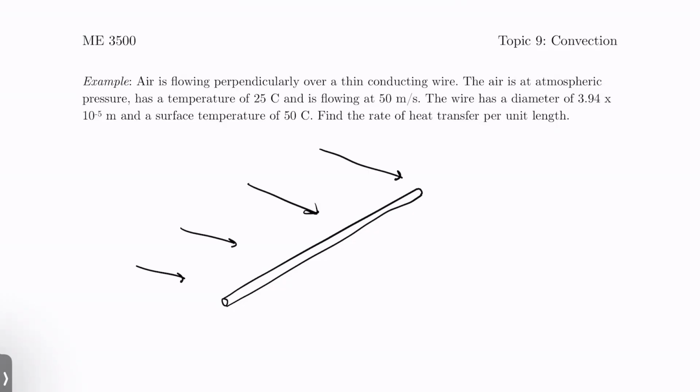The air is at atmospheric pressure and has a temperature of 25 C. So that means our T infinity is 25 C. And it's flowing at 50 meters per second. So U infinity is 50 meters per second.